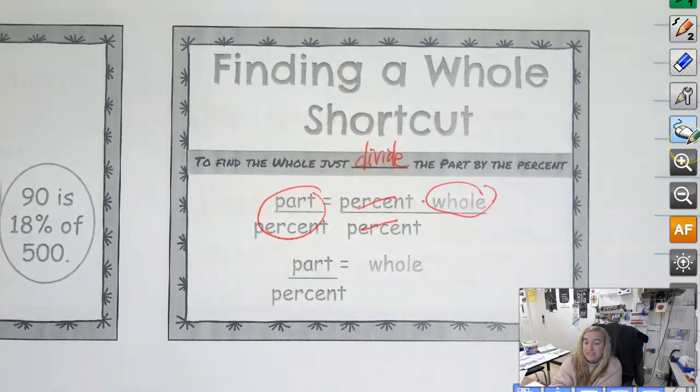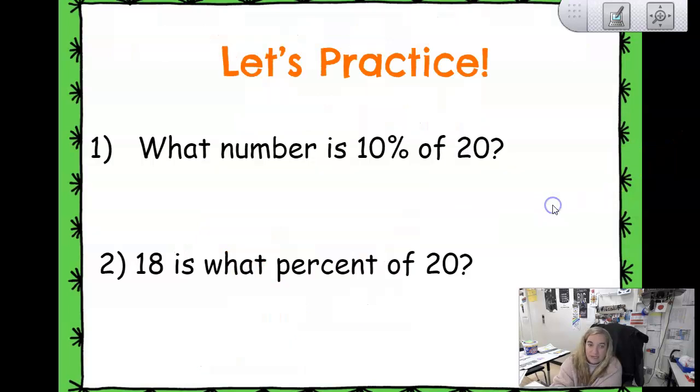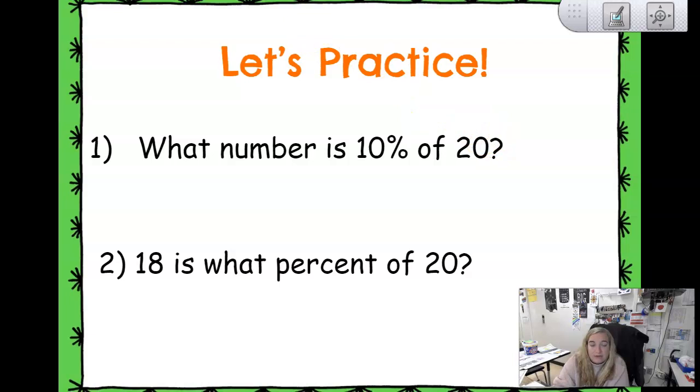All right, so that takes us now to some example practice problems that I'd like for you guys to try on your own. So the first one is, what number is 10% of 20? So as you go through this, I want you to stop and think, all right, I have the equation every single time. Part equals percent times whole. Now let's start substituting in some of those values. So what is the part?